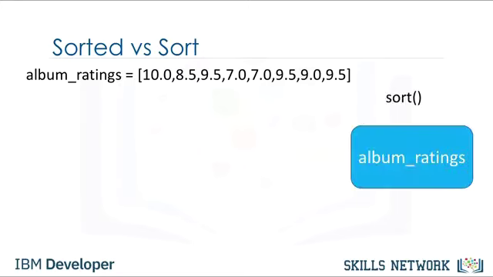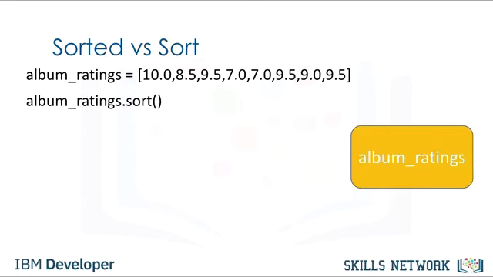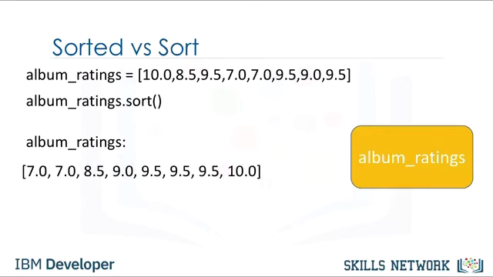Let's use the diagram to help illustrate the process. In this case, the rectangle represents the list album ratings. When we apply the method sort to the list album ratings, unlike the previous case, we see that the list album ratings has changed. In this case, no new list is created.